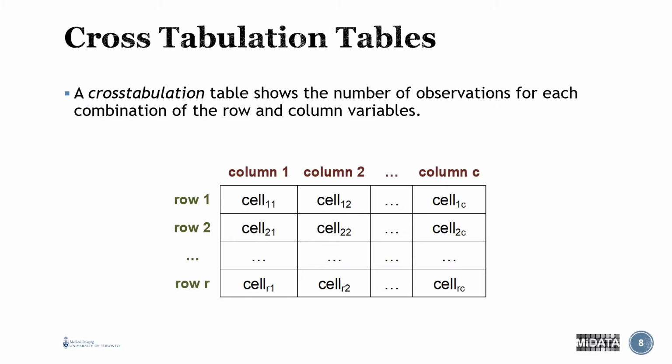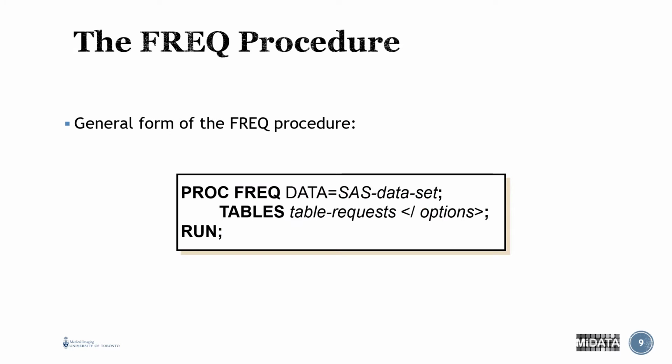Now, building on the frequency table, we can see here what looks very similar, but it is actually a cross-tabulation table. Basically, it shows the number of observations for each combination of row and column variables. As you can see, we're just simply building towards what we are going to need in order to perform an analysis with categorical data. You already know that when you're dealing with categorical data and working with SAS software, you use the freq procedure for frequency, and you are well accustomed with the general form of the freq procedure down here. So I'm just going to zip along.